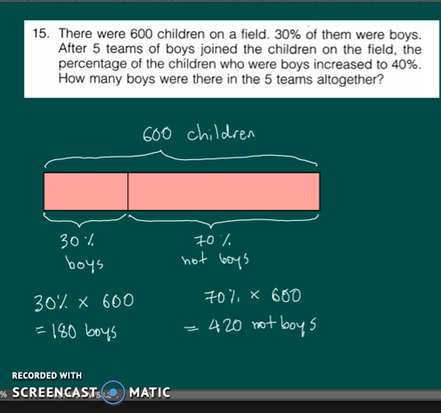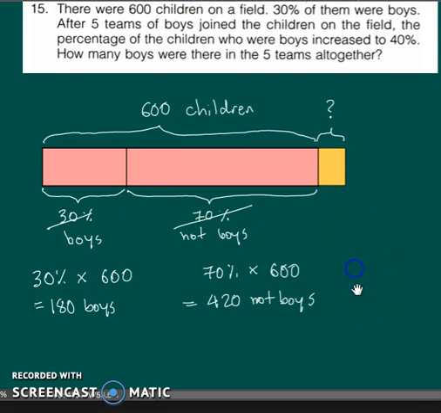Then the next thing that happens is a whole bunch of boys join the field, and that changes the percentages. So now we can no longer say that 30% are boys and 70% are not boys. We've added more children, so these percentages are no longer valid because we're working with a new number of children. We added a bunch here, and we have to include that in our percentage, but we don't know how many boys showed up, and it's our job to find out.